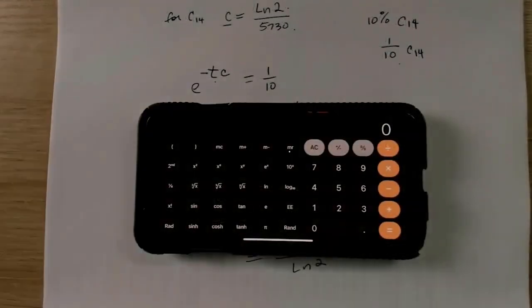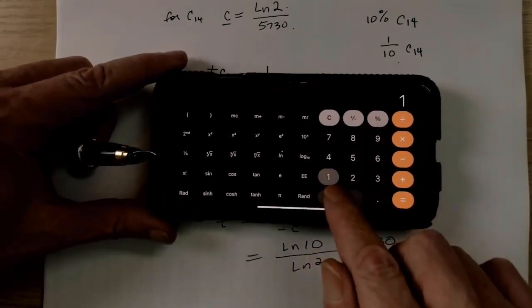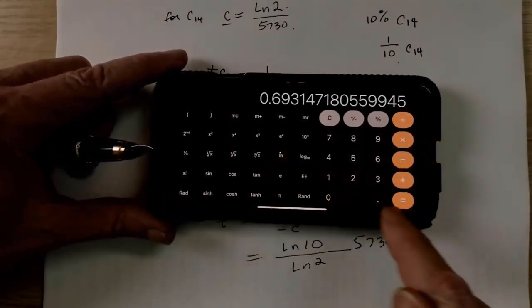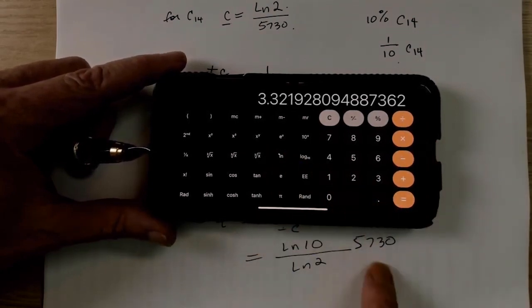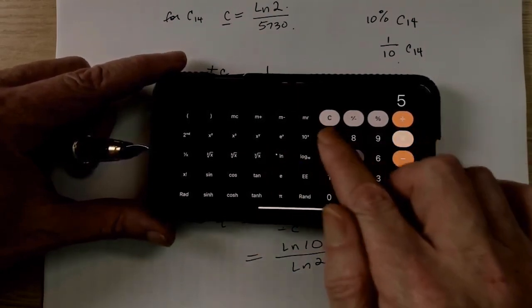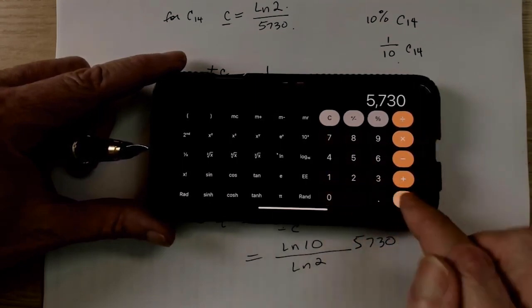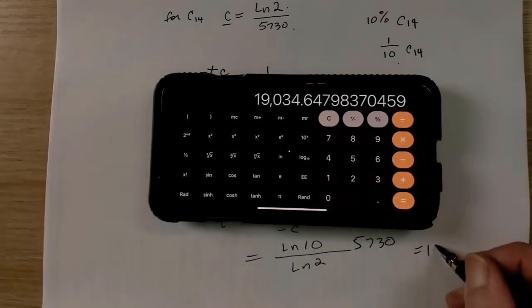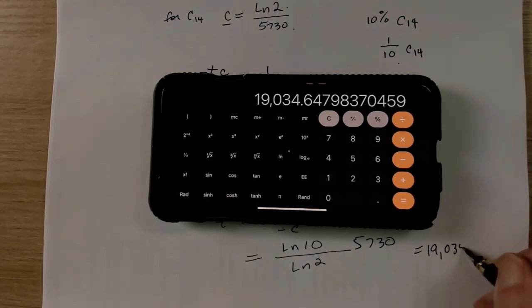So what we'll do here is we will take 10 natural log divided by 2 natural log equals. Then we'll multiply it times 5,730, and that gives us an answer of 19,034 years. Now 19,000 is close enough because it's not exact.